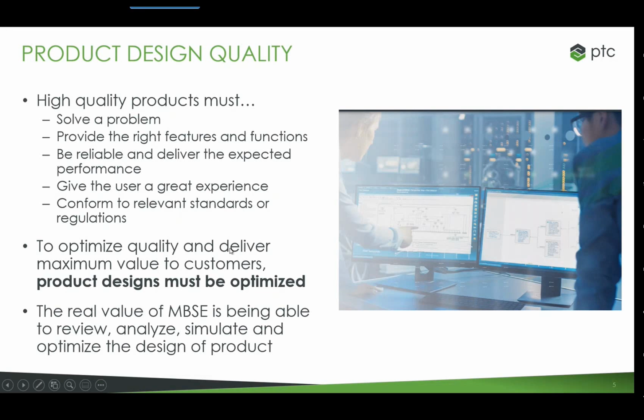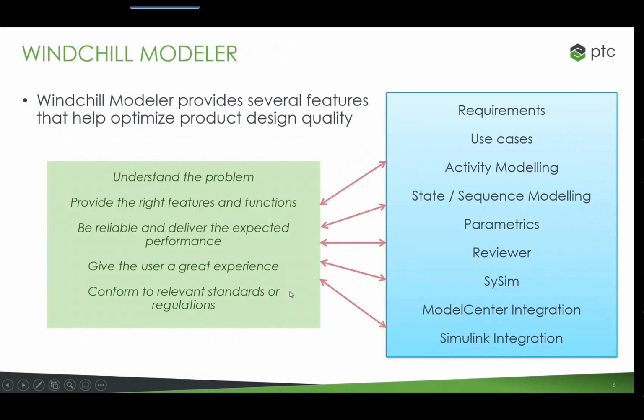So to optimize quality and deliver the best value to customers, product designs must be optimized. And this is where MBSE can really help companies. The real value of MBSE is helping us review, analyze, simulate, and then optimize the design of a product. So if we look at those areas, understanding the problem, providing the right features, delivering the right performance, great experience, and conform to standards, we have several features in Windchill Modeler that can help us do that.